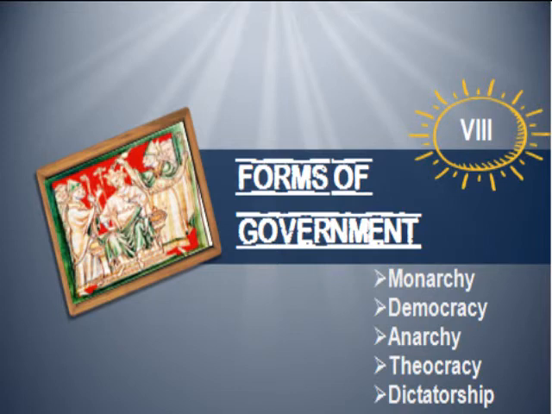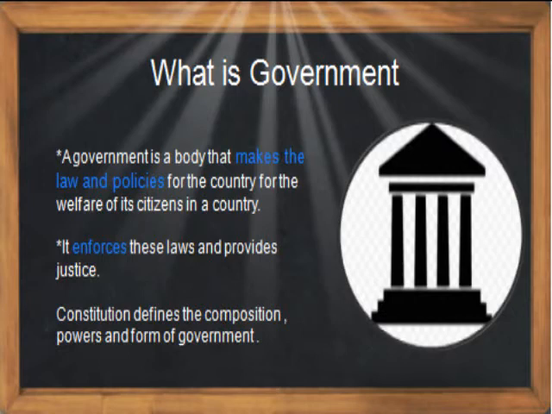Today we will talk about various forms of government. Let's first understand what government is. Constitution is a set of rules and it defines the formation of government. It decides the distribution of power among the various organs of government and it decides the composition of the government.